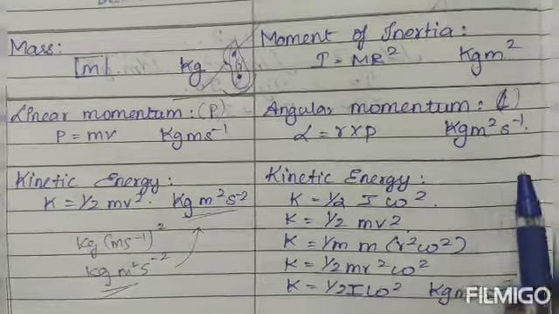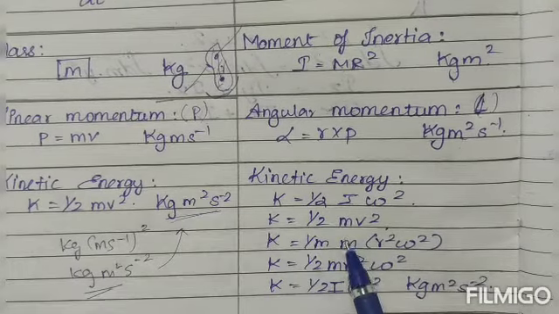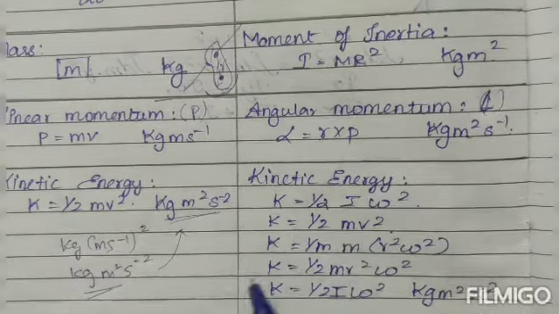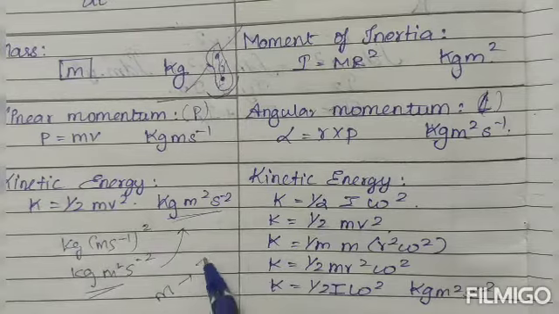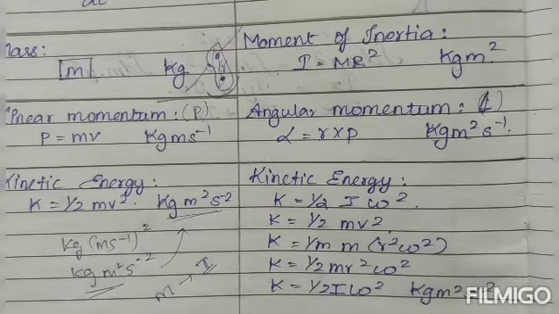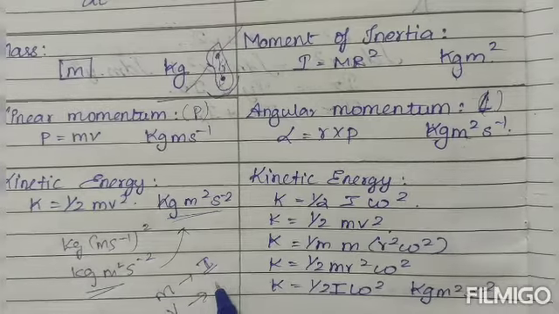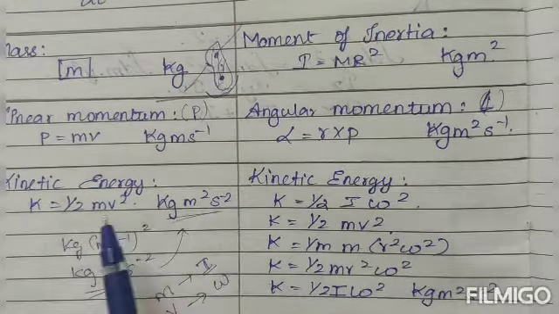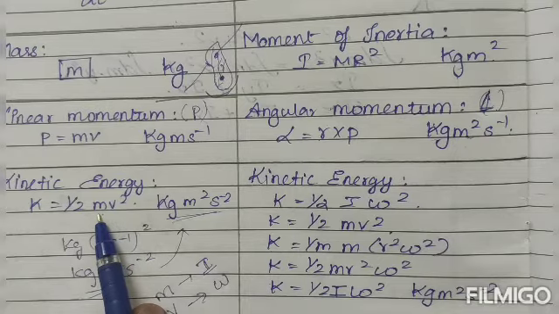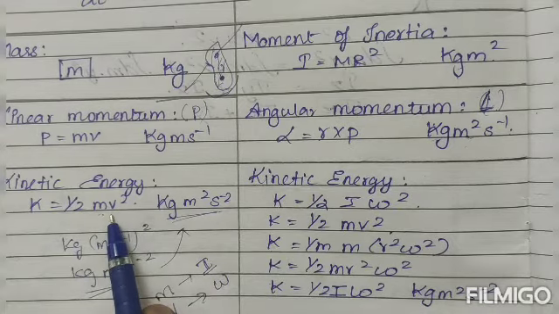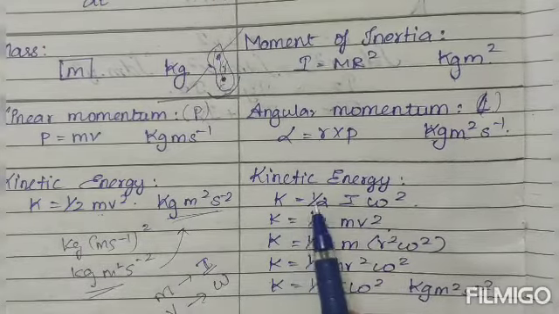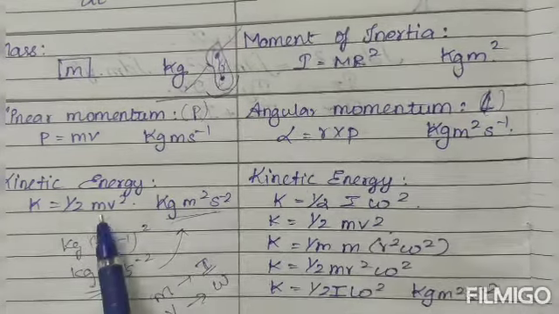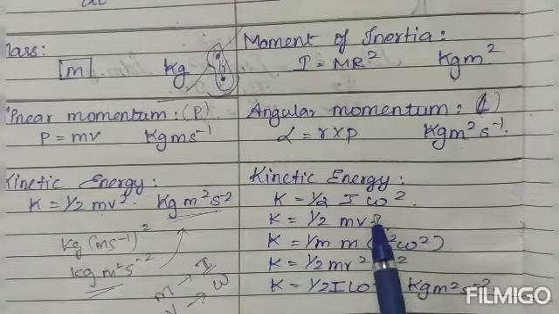Right. Then what about the kinetic energy in rotational motion? We know that the mass is expressed in rotational motion as moment of inertia, and velocity is expressed as angular velocity. So instead of mass, we replace moment of inertia, and instead of velocity, we replace angular velocity. So kinetic energy is equal to half into I omega square. Here mv square, there I omega square.